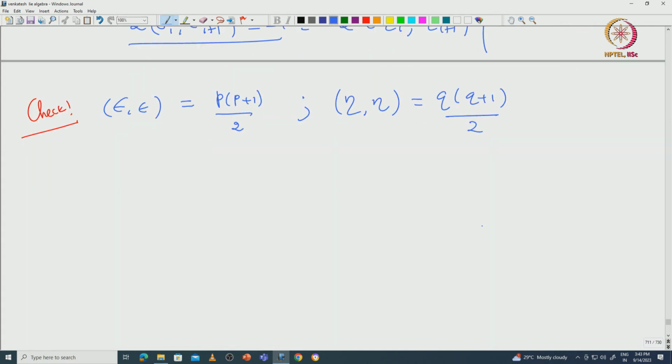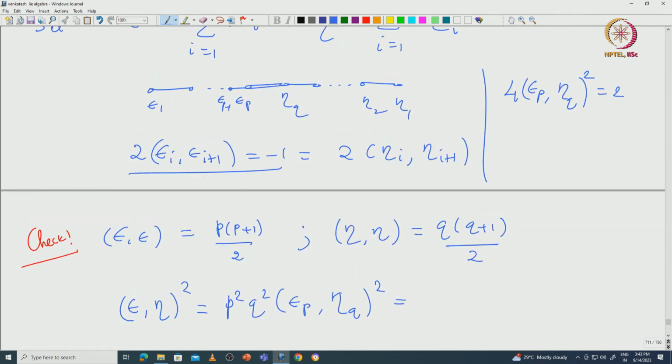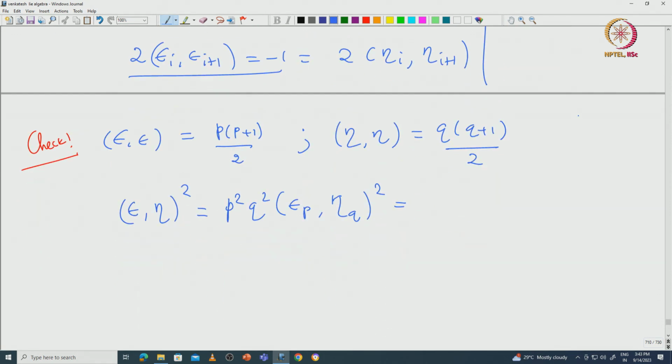Now if you go back and compute the inner product of epsilon and eta, squared. Because all pairs except epsilon p and eta q are orthogonal, you can easily see that this is exactly p square q square times the square of the inner product of epsilon p and eta q. Since the square of that inner product is exactly equal to 1 by 2, if you put that in, it is going to be p square q square divided by 2. That is what you get.